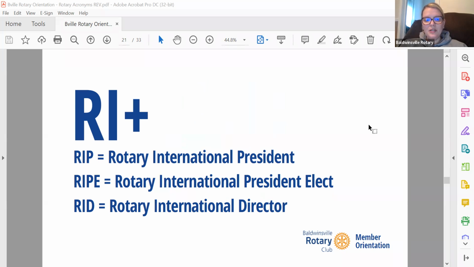Here's where we get into some tricks to help you figure out acronyms if you come across one you've never seen before, or you just forget because there's a lot of them to remember. So typically you'll see RI combined with other letters, and RI is generally going to refer to Rotary International. So here's a few examples.